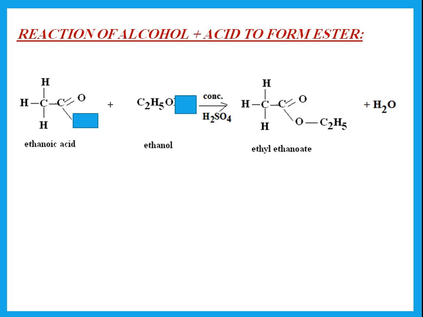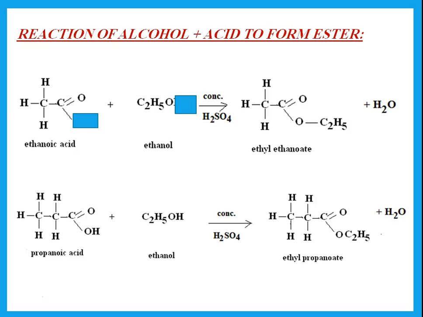Now, what would be the name of this ester? In order to name the ester, I start with the name of the alcohol. Which alcohol did I start with? Ethanol. Then my ester will be called ethyl something. Now, which acid did I start with? I started with ethanoic acid. Then this will be called ethyl ethanoate. Are you following? Let's try again.